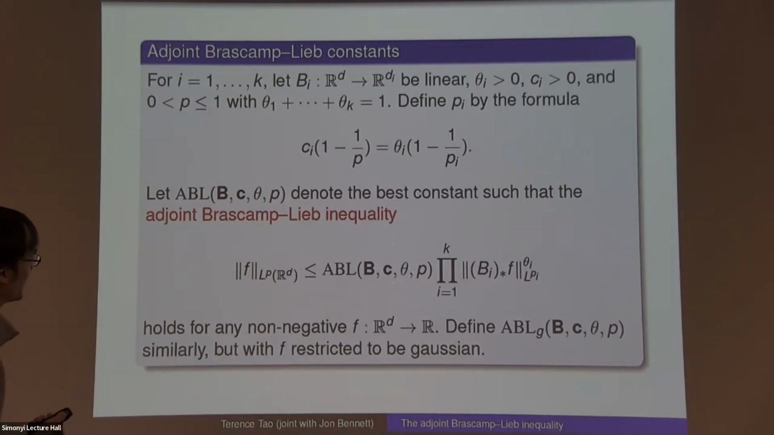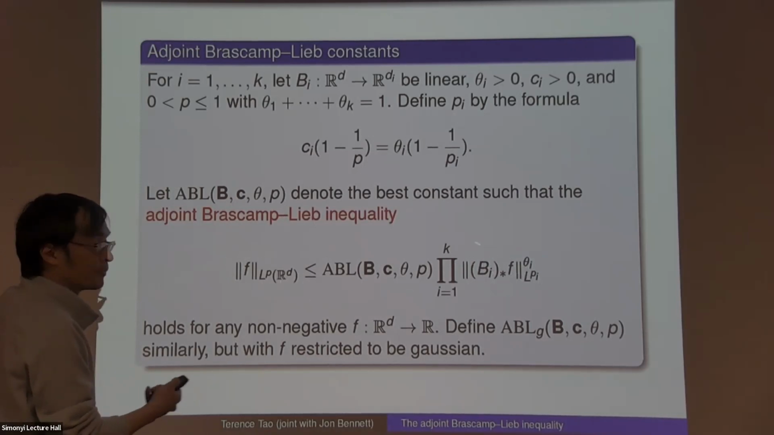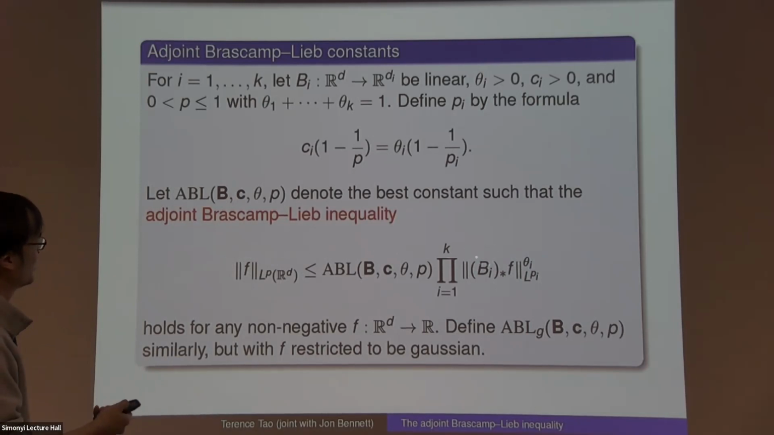The type of inequalities we will care about is that you now have one function on the big space, in some L^p, and you push it forward to each of the small spaces using these maps B1, B2, and so forth. You get functions in the small spaces, you compute the L^{p_i} norms of these, and you want to control the f by a suitable weighted geometric mean of these push forwards. Of course, you want this to be homogeneous, so you want the thetas to add to 1, the same number of f's on both sides. I define the adjoint Brascamp-Lieb constant with this data to be the best constant for which this inequality is true.